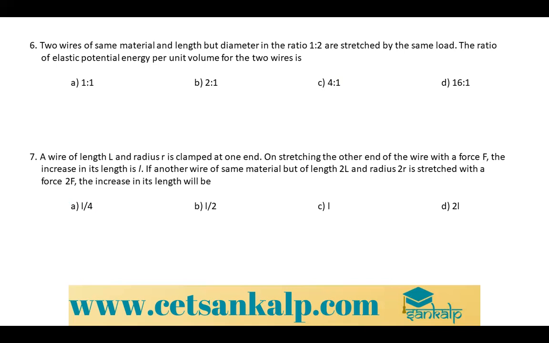Two wires of the same material and length, but diameter in the ratio 1:2, are stretched by the same load. The ratio of elastic potential energy per unit volume for the two wires is: Okay, you are going to observe that. We have one particular formula.